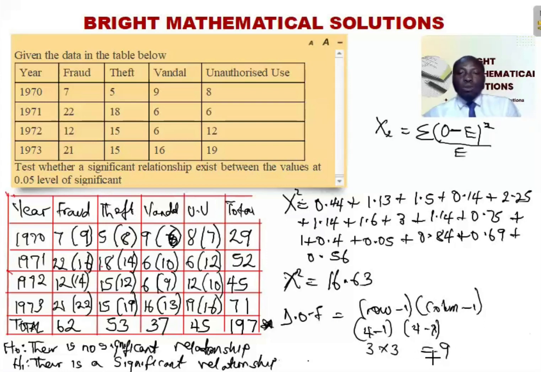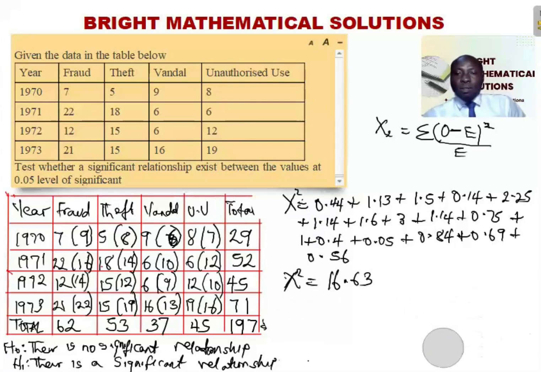So we are now going to look at the table. Let me rub this off. So since we know that our degree of freedom is 9, we are now going to look at the chi-square table that I have with me here. We are going to look under 0.05 because the significance level that we are given is 0.05, and we are going to look for 9.